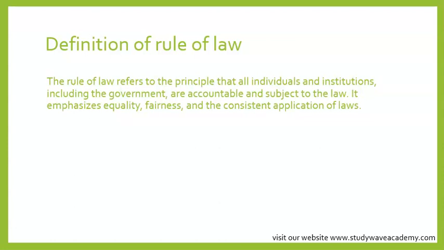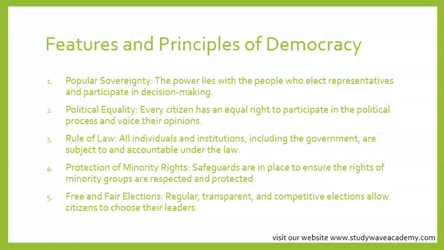The rule of law means that everyone, including the government, must follow and be accountable under the law. It ensures fairness and prevents the misuse of power, creating a just and orderly society. Okay, so we now know the definition of rule of law, right? Now we are going to be looking at features and principles of democracy.